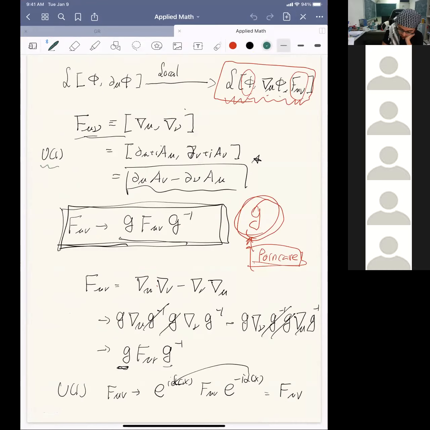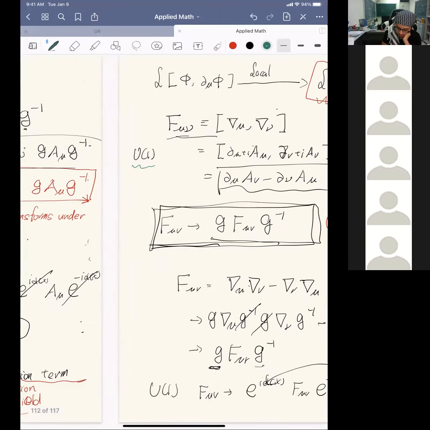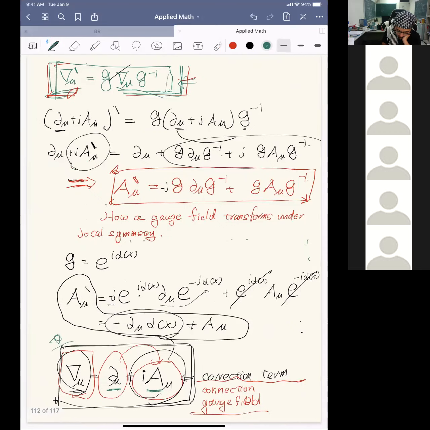So the U1 symmetry, just to give you an idea of the basic procedure: when you promote a global symmetry to a local symmetry, you introduce covariant derivatives. Once we have the covariant derivatives, the definition is such that it contains a derivative term and a correction term. You define that under the transformation, the covariant derivative should transform in this manner under your local transformation.